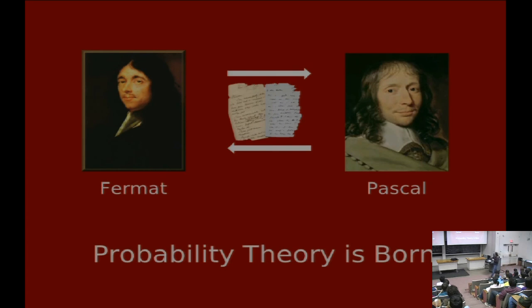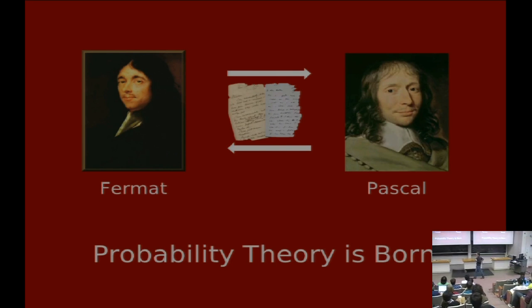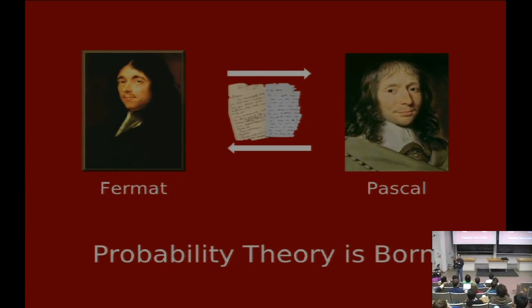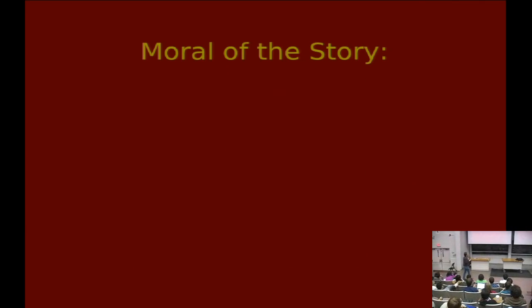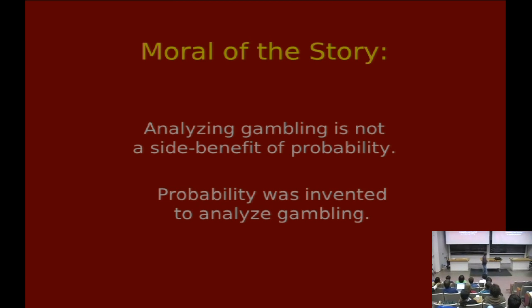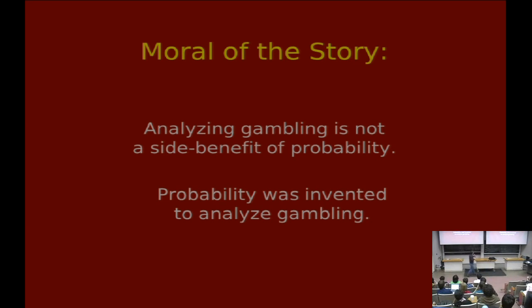So the moral of this story is, you may think it backwards: probability is a great field of mathematics, and you can also use it to help you out in understanding gambling. But it's actually backwards. Probability was literally invented to help people analyze gambling. So it's a very practical subject matter.